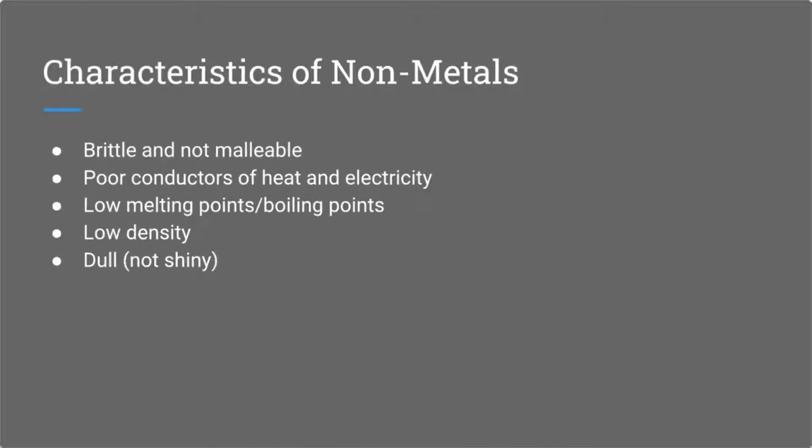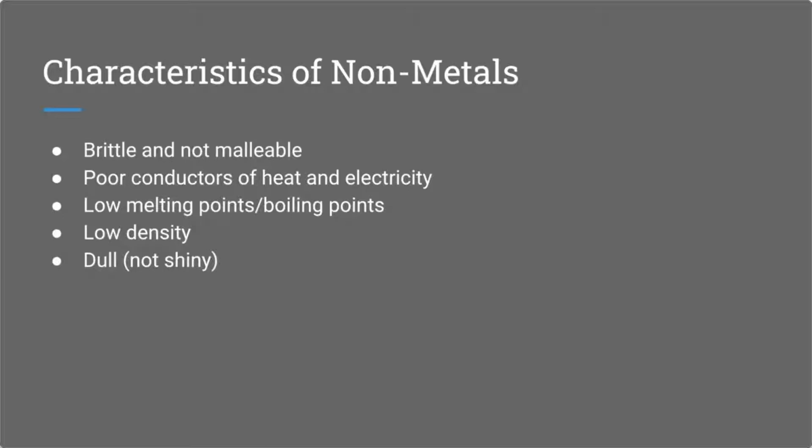All right, guys, so these are the characteristics of nonmetals. They are brittle, they are not malleable. So that means that if you were to hammer a nonmetal that was a solid, it would break. It would be broken into a bunch of little pieces. That's what brittle means. They are poor conductors of heat and electricity.